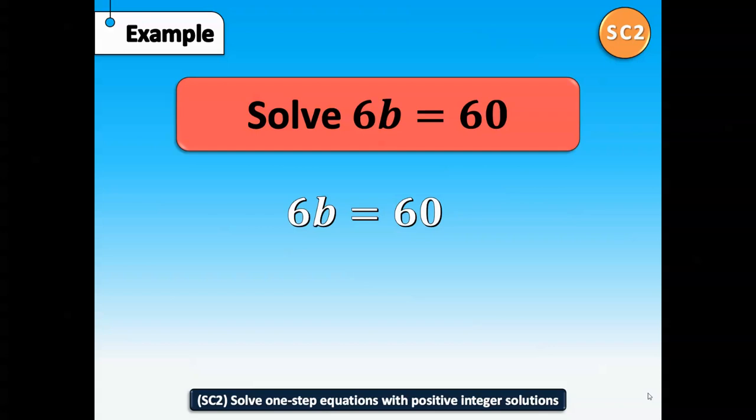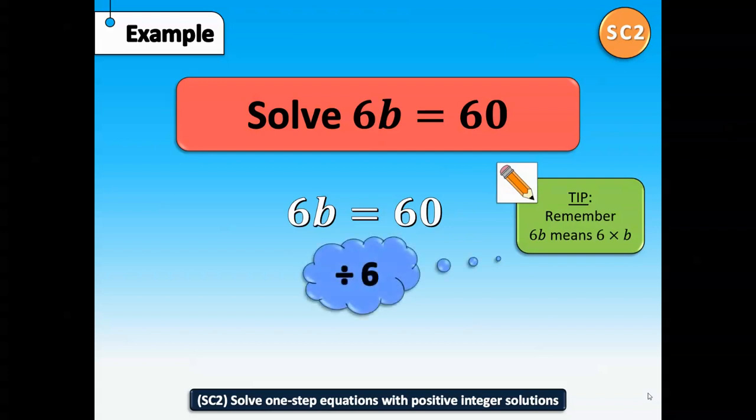So again, you might be able to do this one in your head, but we're going to use the inverse method. So we want to do the inverse, or the opposite, of multiplying by 6. So the opposite of multiplying by 6 is dividing by 6. So we're going to do 60 divided by 6, which is 10. So b equals 10, because 60 divided by 6 is 10.